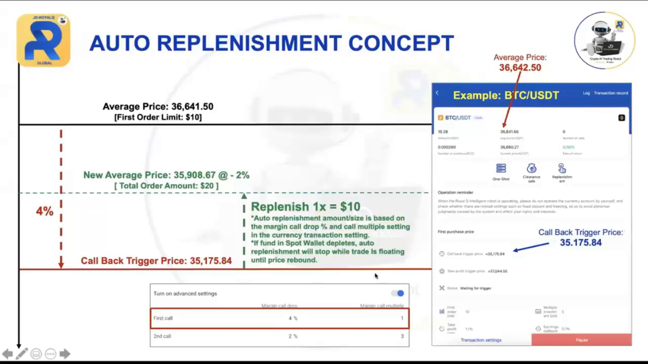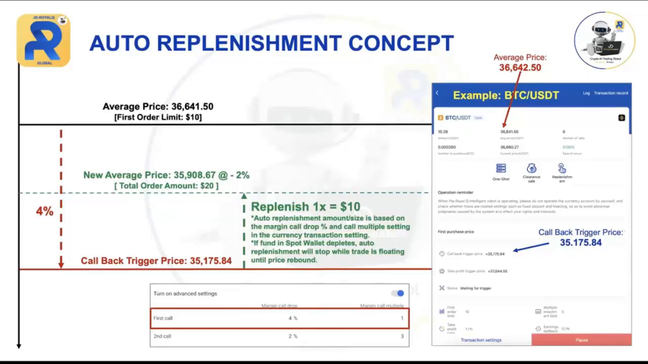So now if you look at this, the concept is very simple. If the first order is $10 and you open up another $10, most of the time the new average price will improve by 50%. So this is done by the system. Now just imagine if this first call is times 2, which is $20, what will happen to the average price? It might go up further. Can you see that? So it will come closer to the current price of the market. All right, so this is basically how the auto replenishment works.